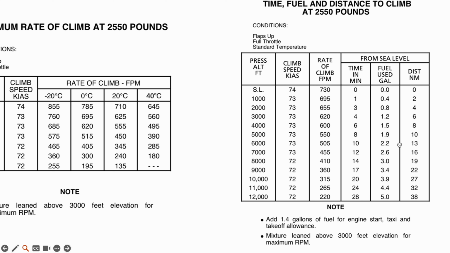So this is one of the tables you'll use for cross-country flight. An important note right here at the bottom, it says add 1.4 gallons of fuel for engine start, taxi, and takeoff allowance.